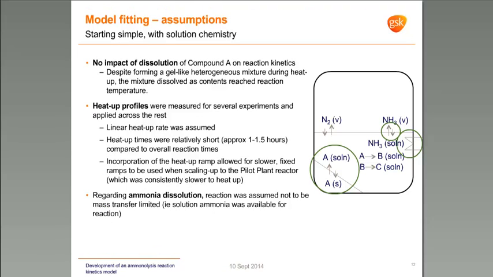Some of the assumptions that we made, and I alluded to these earlier, and essentially our intent here was to start simple with the sequential reactions in solution, right? And so what we did first was we assumed that all of the A was in solution, which based on previous observations was reasonably true. The heat up profiles we assumed were linear and comparable across the lab runs. That was not too much of a stretch. We were running in the same lab reactors throughout the runs. And then ammonia dissolution, we essentially assumed that the ammonia was available for the reaction and that the mass transfer there was not going to be an issue.